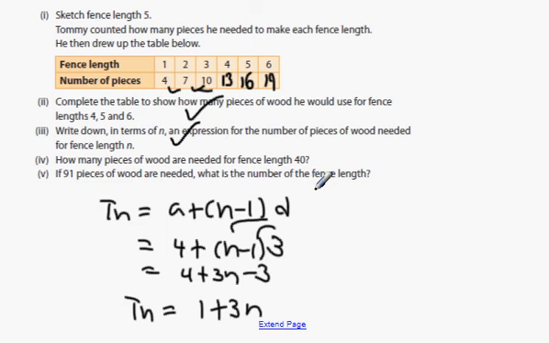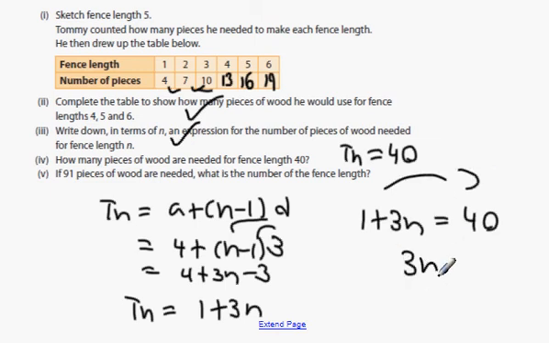How many pieces of wood are needed for a fence length of 40? How do you do that? This means Tn must equal 40. 1 plus 3n equals 40. Bring over the 1. 3n equals 39, and therefore n must be equal to 13. It's the 13th pattern. Okay?